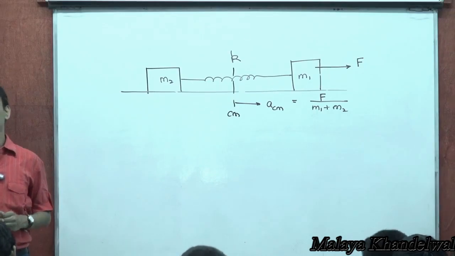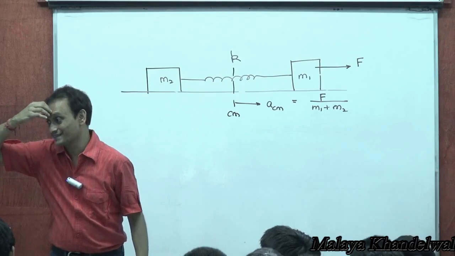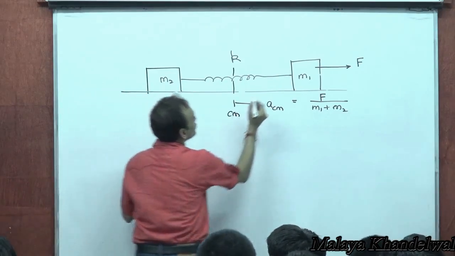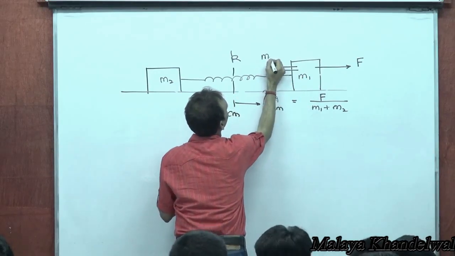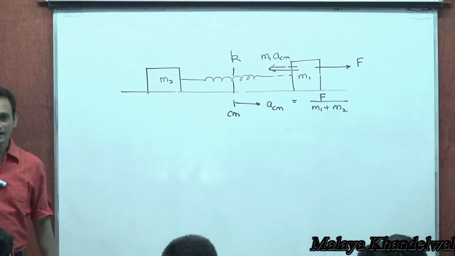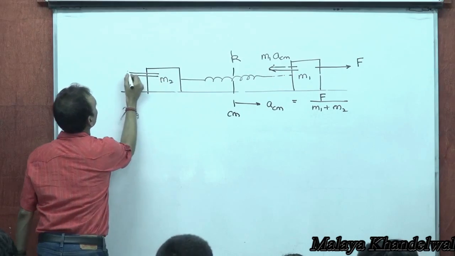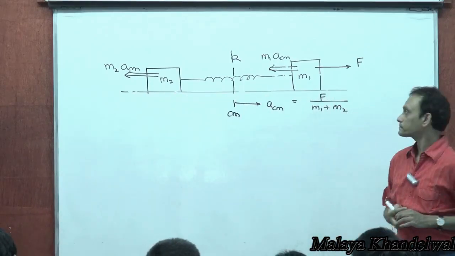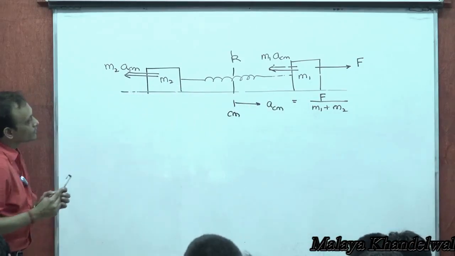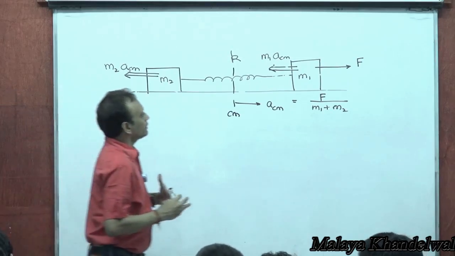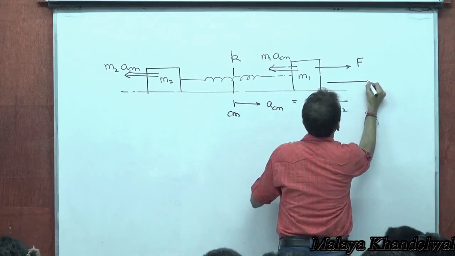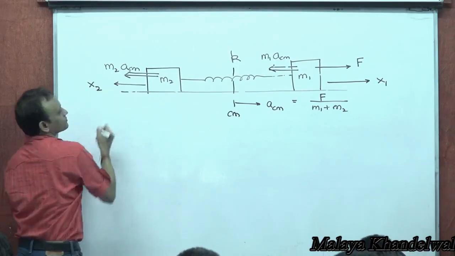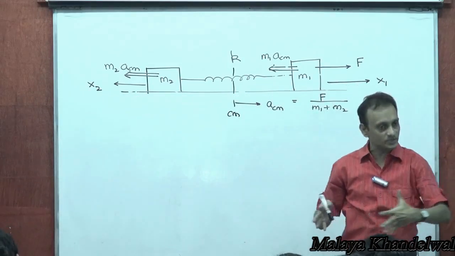If the center of mass is accelerated, then on the two masses there would be a pseudo force acting in the center of mass frame, which is an accelerated frame. So there is going to be a pseudo force on mass M1, M1 A_CM, this way, and on this mass, the pseudo force is M2 A_CM. Let's say in a certain time, M1 gets displaced by an amount X1 to the right, and M2 gets displaced by an amount X2 to the left.